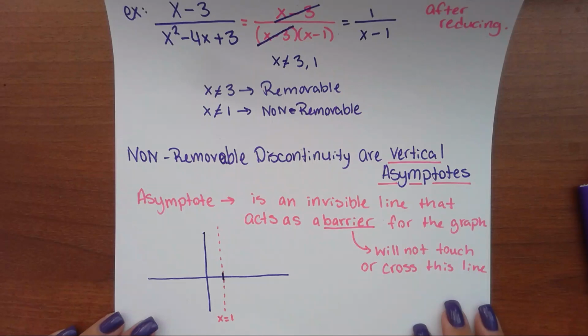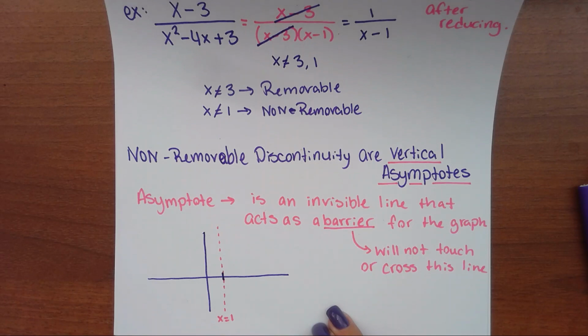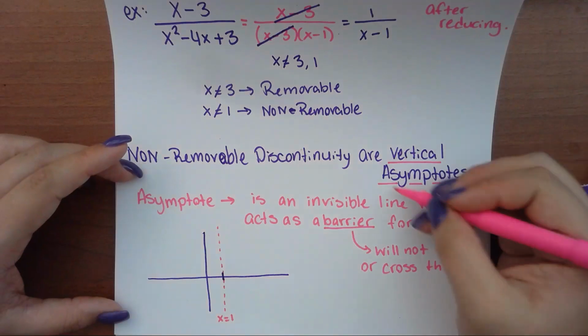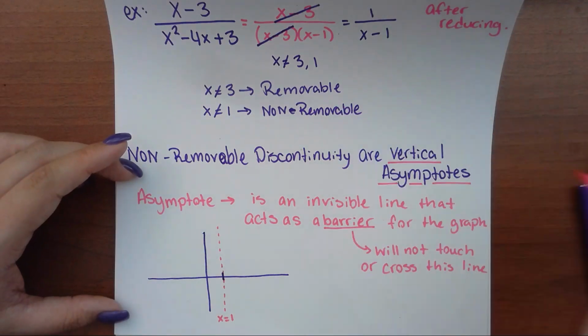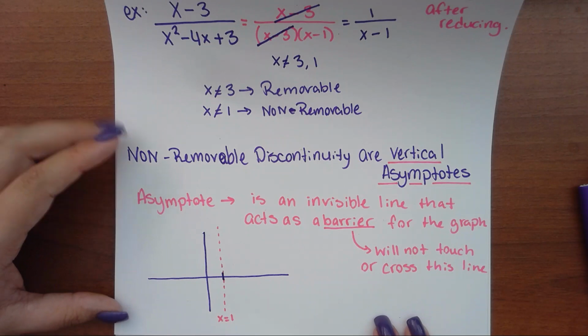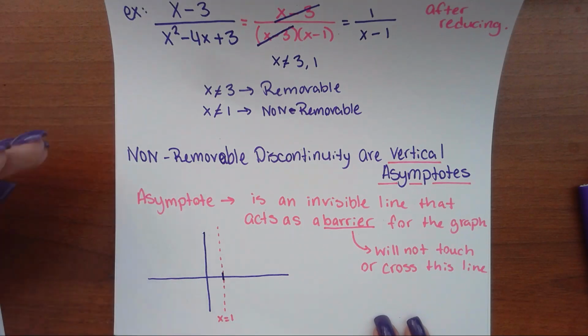Now, we draw a dotted line because it's considered an invisible line. That means it's not a part of your actual graph. So that means this line is not included. And that's how we would identify. Remember, a solid line would identify included graph, or included lines, and a dotted line would act as the non-included. So this is an asymptote, and this is how we identify vertical asymptotes. They are our non-removable discontinuity. Now, there are such things as horizontal asymptotes, and we need to talk about those next.